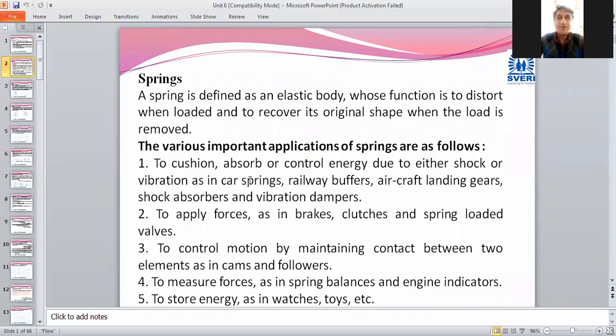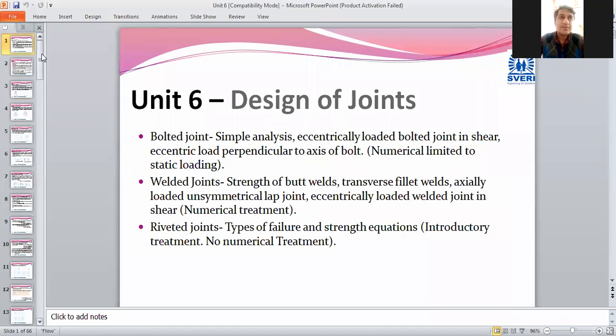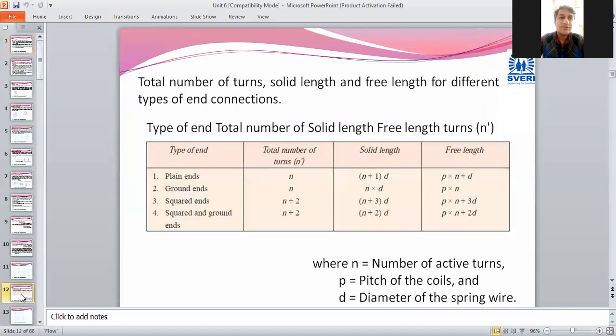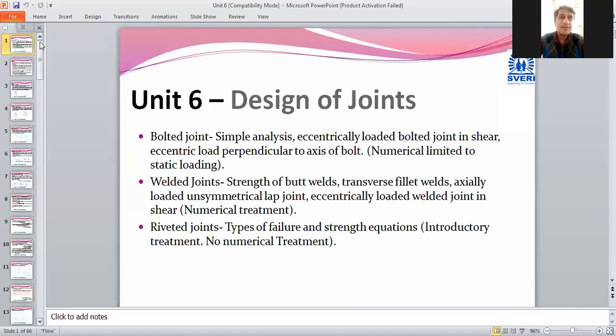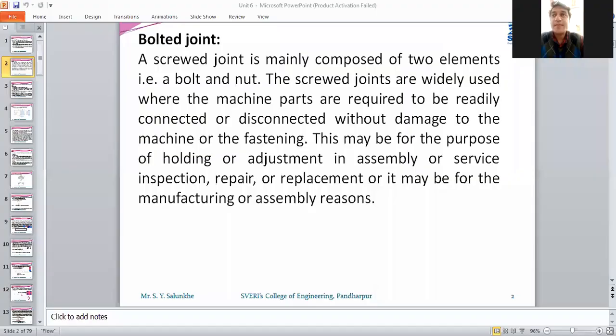Now, as we have seen, design of joints, the rest of part I have shared. Now, in case of these bolted joints, one by one, we'll see all these types of joint.